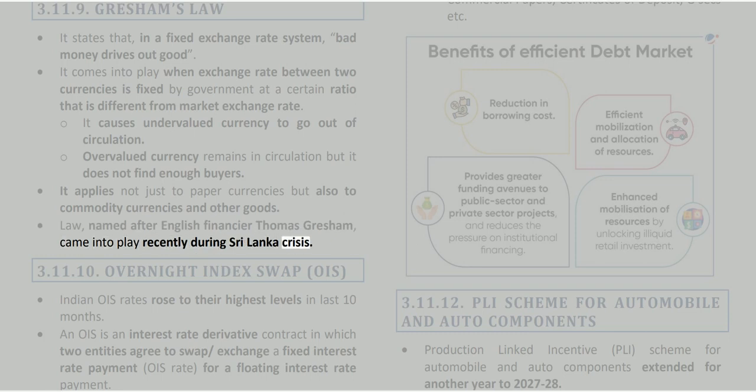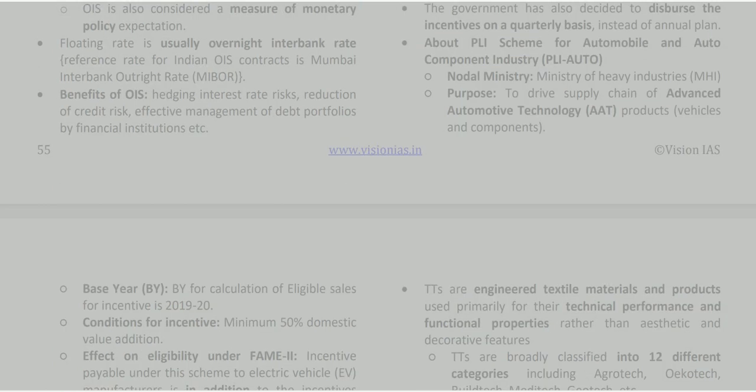3rd November: Overnight Index Swap, OIS. Indian OIS rates rose to their highest levels in the last 10 months. An OIS is an interest rate derivative contract in which two entities agree to swap, or exchange, a fixed interest rate payment, the OIS rate, for a floating interest rate payment. OIS is also considered a measure of monetary policy expectation. The floating rate is usually the overnight interbank rate. The reference rate for Indian OIS contracts is the Mumbai Interbank Outright Rate, MIBOR. Benefits of OIS: hedging interest rate risks, reduction of credit risk, effective management of debt portfolios by financial institutions, etc.